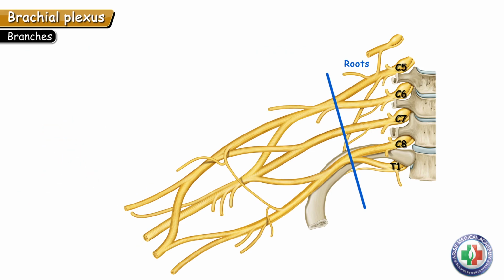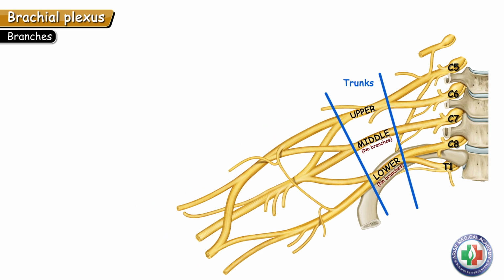Now, moving on to what are the branches coming from the trunks of brachial plexus. Do remember, only upper trunk gives rise to branches. There are no branches from the middle trunk or the lower trunk. Only the upper trunk gives rise to branches. And what are the branches coming from the upper trunk of brachial plexus? The upper trunk of brachial plexus gives rise to suprascapular nerve, also a nerve to subclavius.